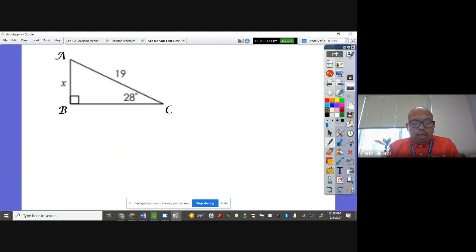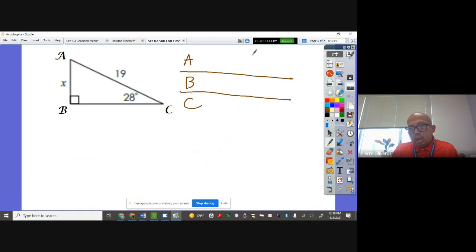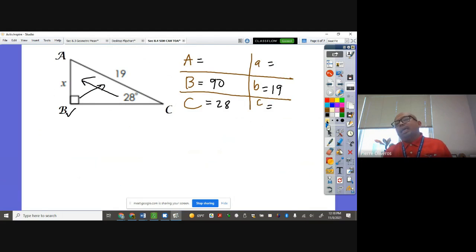So anyway, you have a triangle ABC here. B is 90. The first thing you have to do here is identify what is given. Remember, the uppercase letters are your angles, and the lowercase ones are your sides. I know already that angle B is 90, and C is 28. Angle A, we do not know. I know that side b is 19 because it's opposite to angle B. And side c is x, whatever x may be. So we have to find angle A and side c. Those are the things that are missing here.